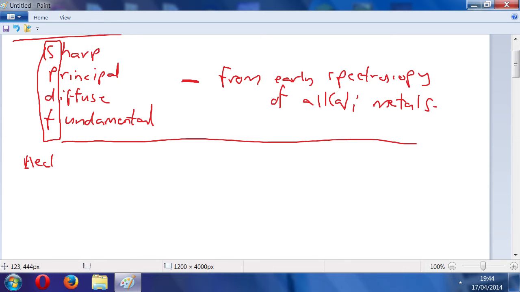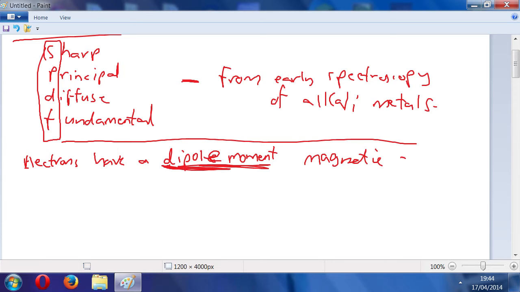Electrons have got this thing called a dipole moment as well. I'm introducing quite advanced topics, but at the end of the day, I've watched a lot of PhD guys, and I know that they love talking about dipoles. This is the big thing, dipole. A dipole, a magnetic one, not an electric one.